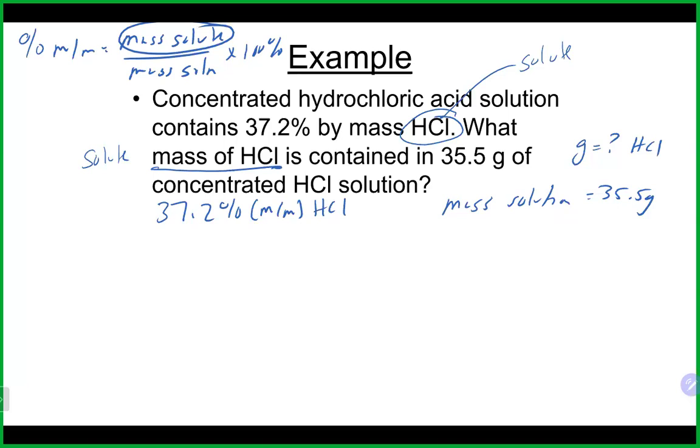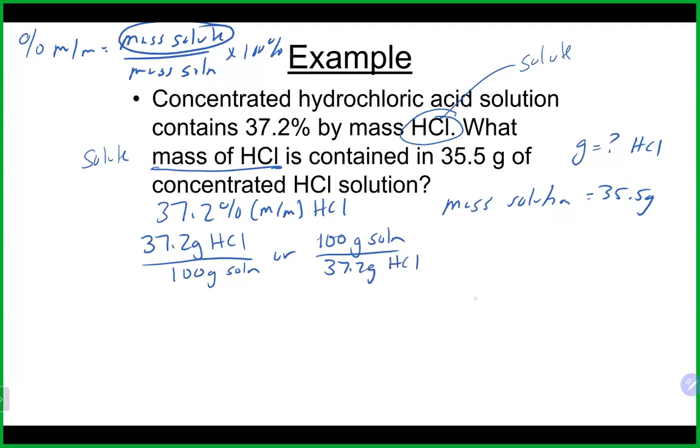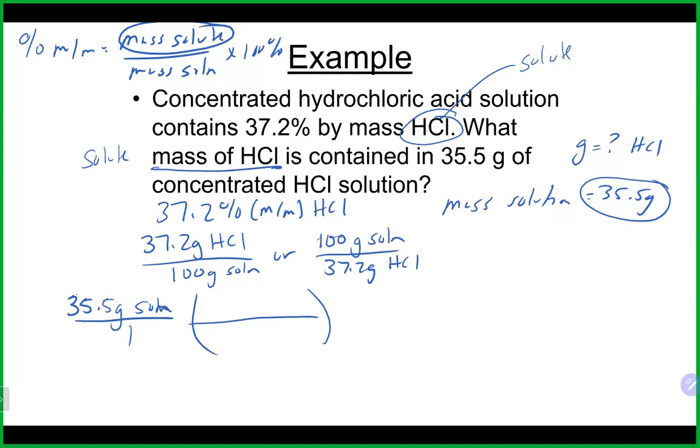You also could, if you weren't sure of the equation, not sure you're going to rearrange it correctly, take more of a dimensional analysis approach with this. Since we are given the percentage, we could just use that as a conversion factor. So what that would mean is we would have 37.2 grams of HCl and 100 grams of solution. Or if you need it the other way, 100 grams of solution would contain 37.2 grams of HCl. So if I take this approach and start with my 35.5 grams of solution, now I don't have to worry about the formula. And just remember dimensional analysis, opposites cancel.